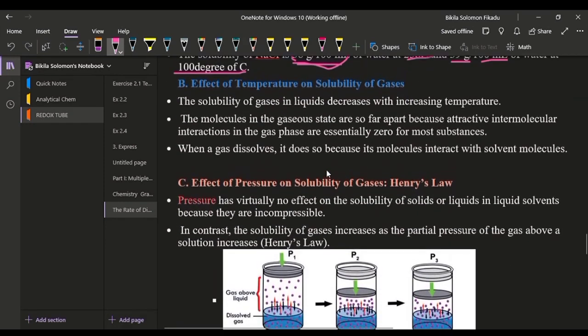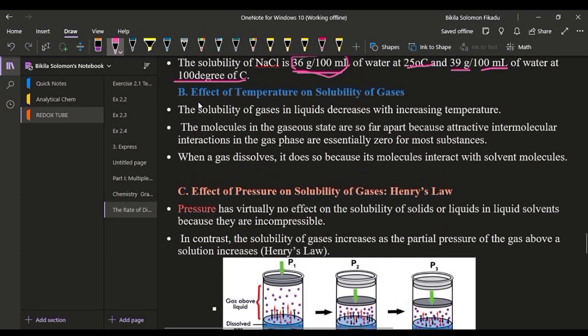So the second one is the effect of temperature on solubility of gases.